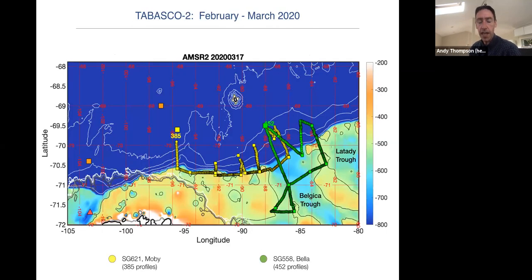I do just want to indicate that we did deploy gliders in 2020 as well, during a year when the sea ice extent was much closer to the coast than when we were there in 2019. And so for some of the stuff I'm talking about here, we're going to look at the frontal structure at the shelf break off to the west of the Belgica Trough. And we have this new data set that we are really just starting to dig into here.